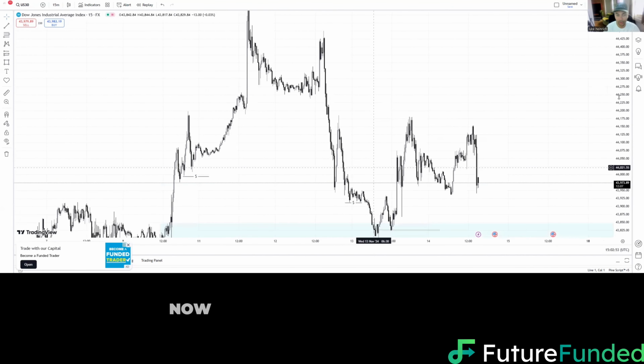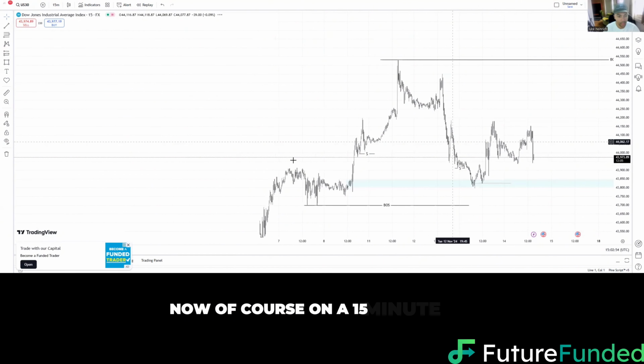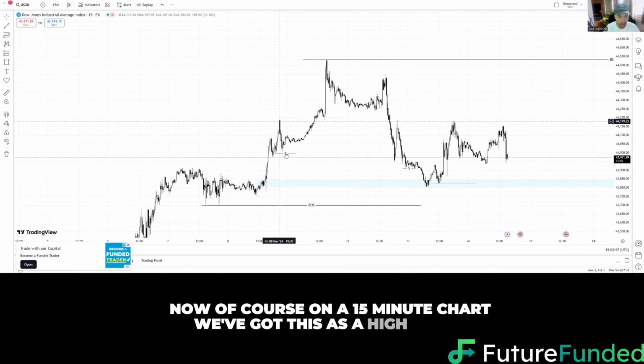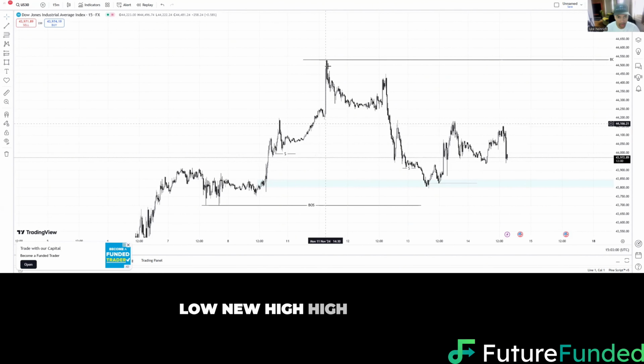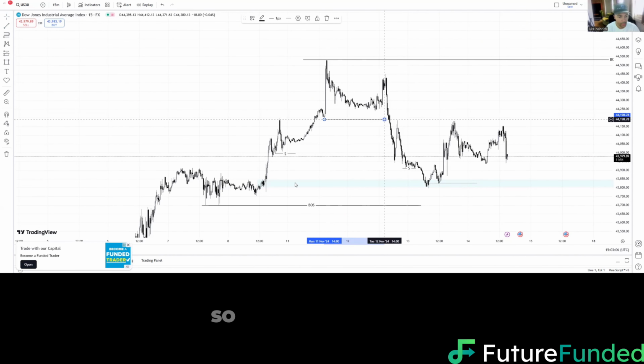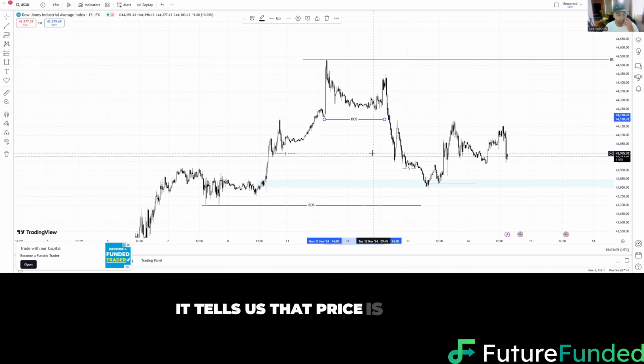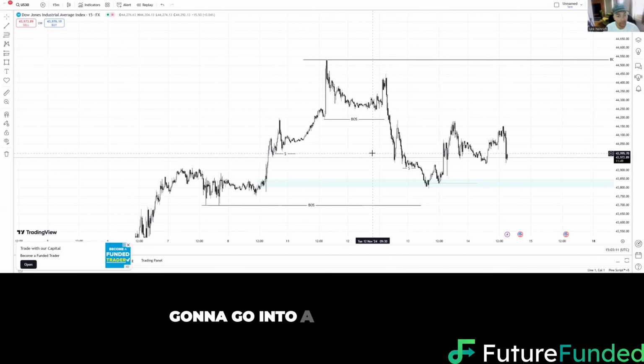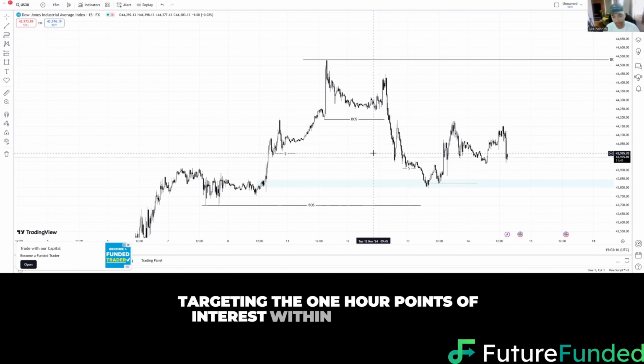Now, of course, on the 15-minute chart we've got a high, higher low, new high, higher low, higher high, break of structure. So we do have a 15-minute break of structure to the downside right here internally. So what does that tell us? It tells us that price is more than likely going to go into a retracement phase and start targeting the 1-hour points of interest within that 1-hour range.